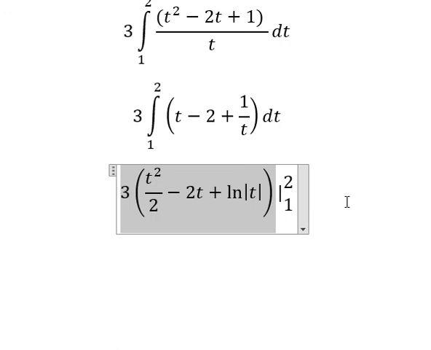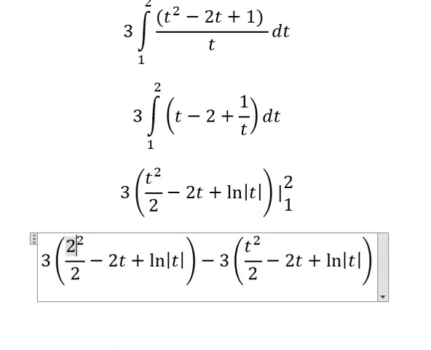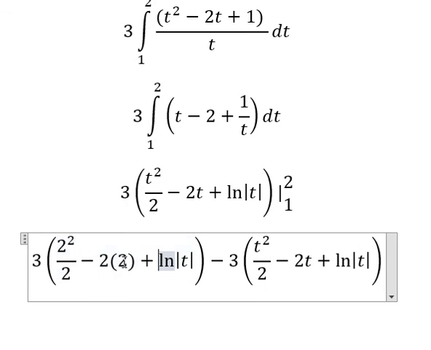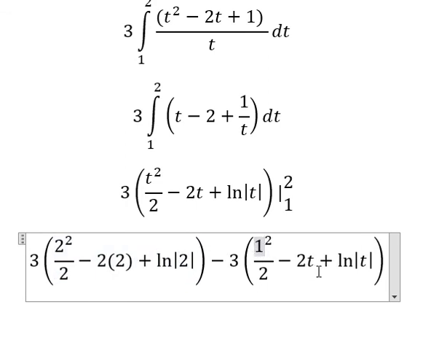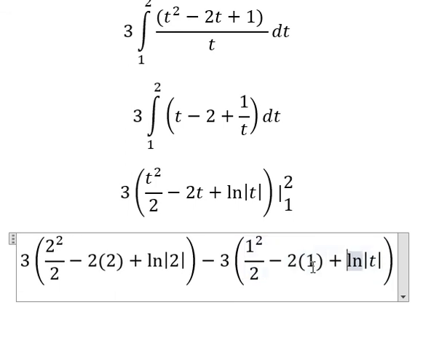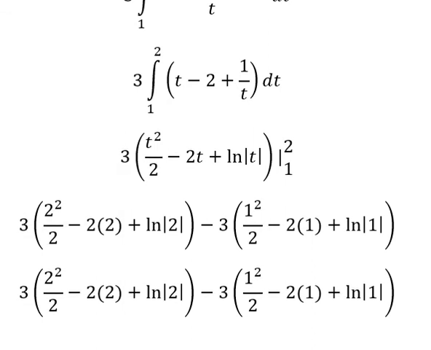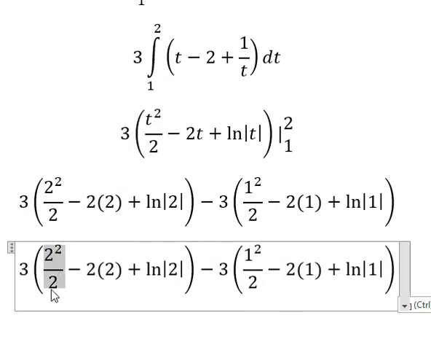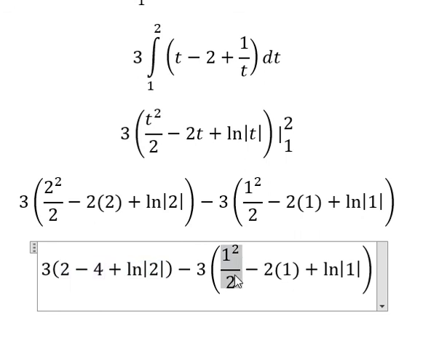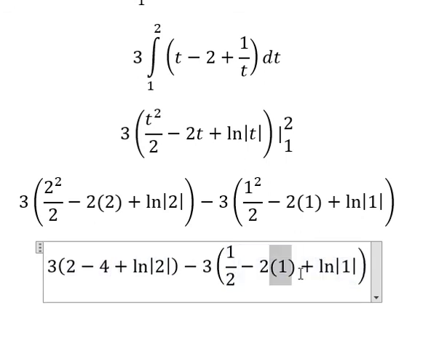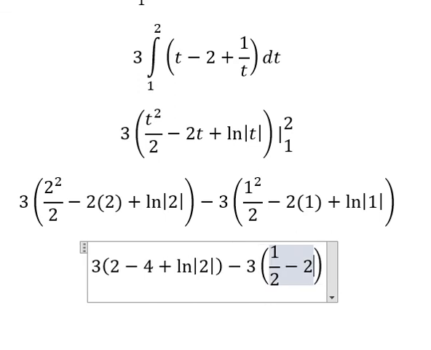So we put 2 on here and here, and 1 we put in here and here. So this one we have 2, this one we have 4, this one we have 1 over 2, this one we have 2, this one you got 0.